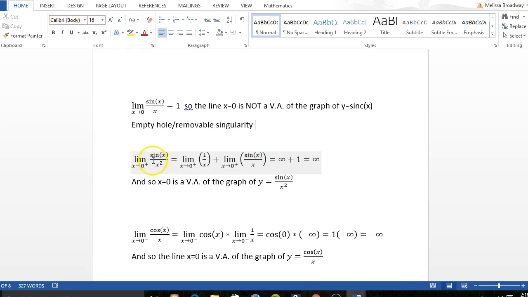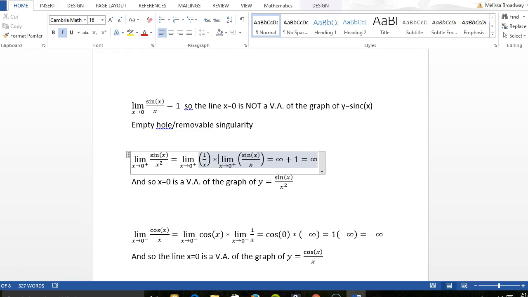Limit as x goes to 0 from the right of this guy right here. Now that's more interesting. The trick is to break it up, and I don't know what I was doing, putting a plus sign there when a times sign belongs there. Sorry, guys. Clumsy. So that needs to be a times sign. So remember, the limit of the product is the product of the limits. 1 over x times sine x over x is sine x over x squared, but I want it broken up like that. And that's okay.